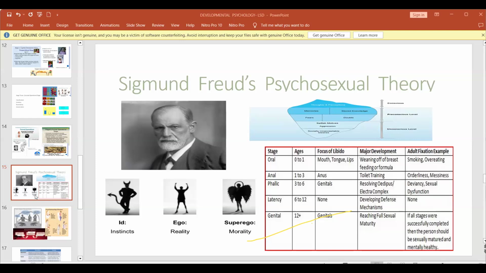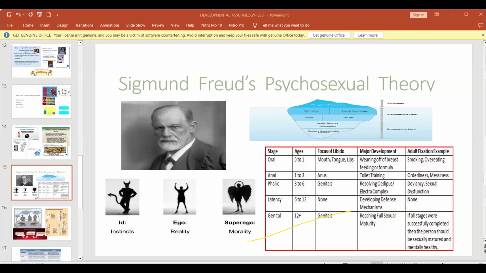It is stored in the unconscious mind. As an adult, you are still engaging in activities where you seek stimulation in the mouth. It is a deviation: overeating, smoking, nail biting, or any other. Hope it is understood. Am I right? Yes, madam.